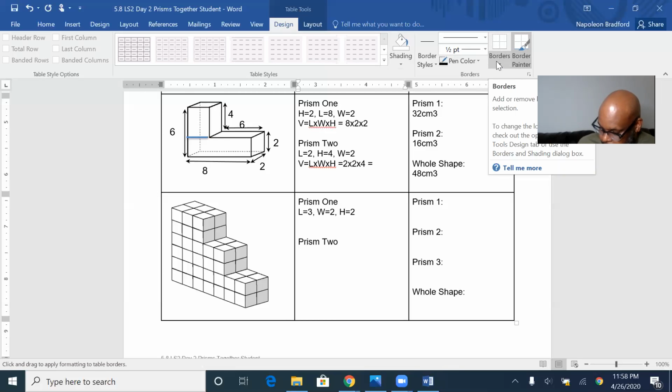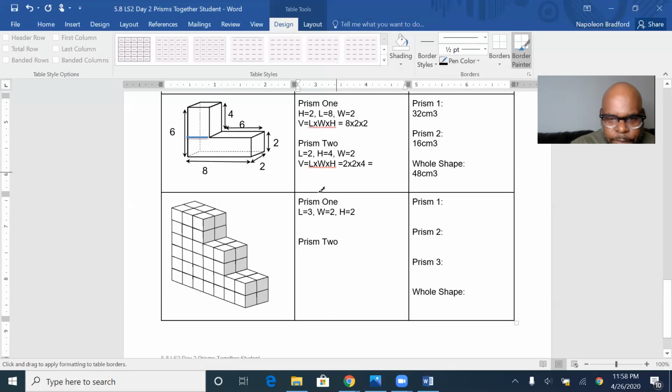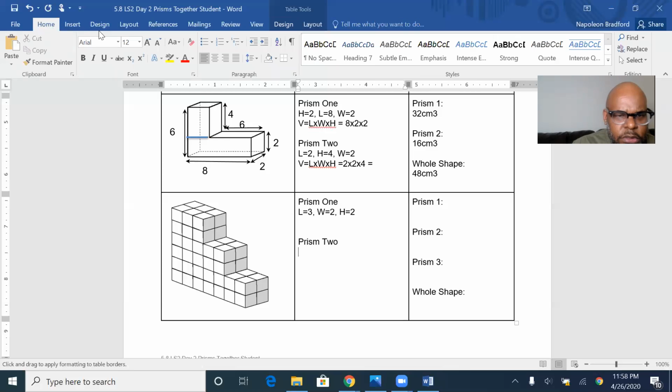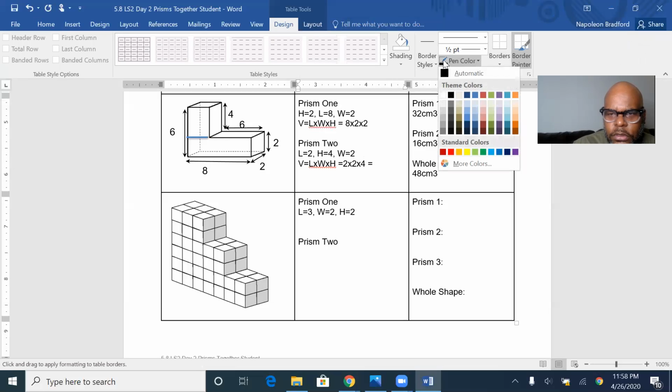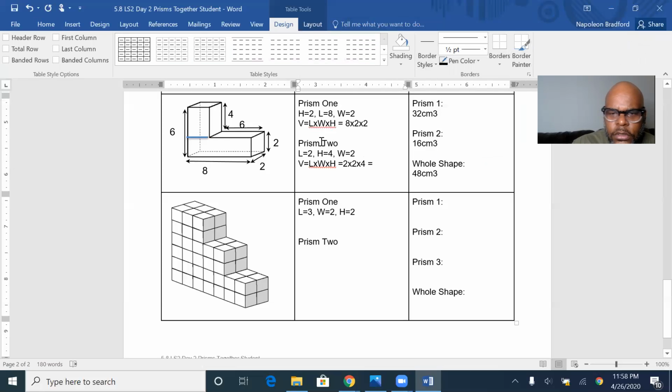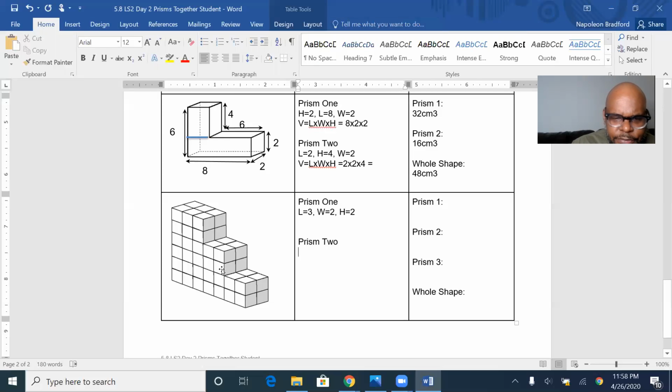All right. So prism number 2 has a what? It has a length of 5. It has a height or width of 2 and a height of 2.